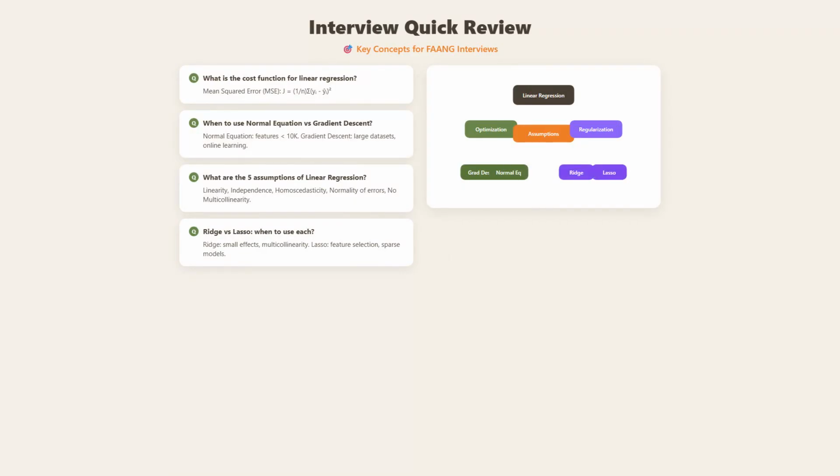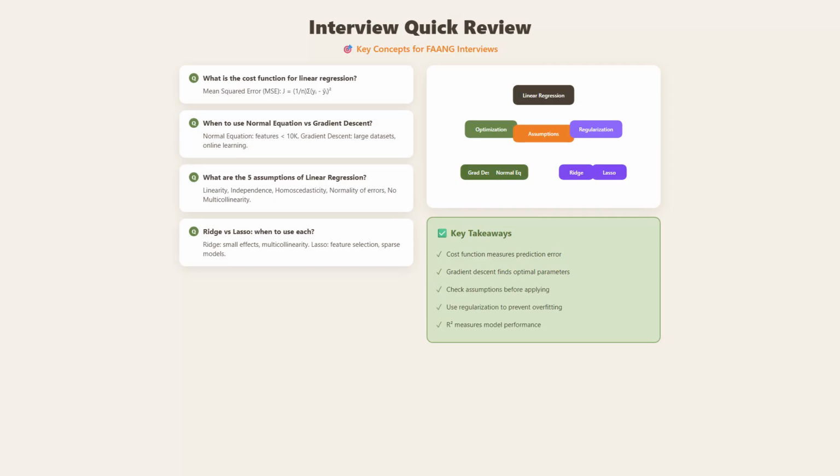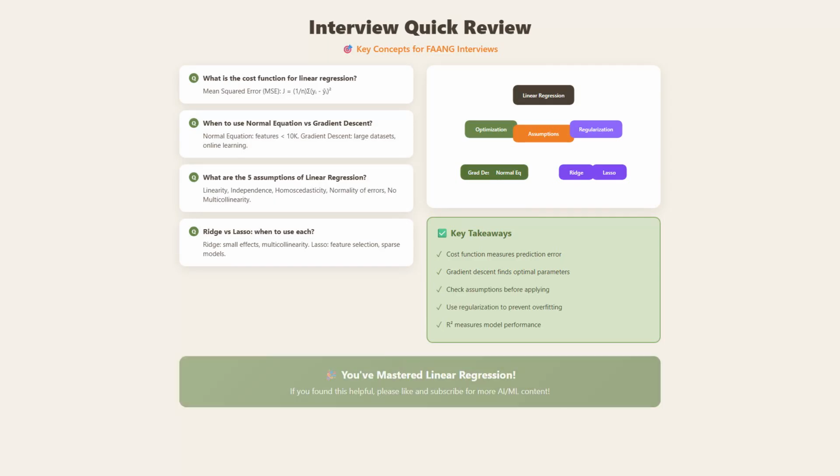When asked about the cost function for linear regression, remember it's mean squared error. 1 over n times the sum of squared differences between predictions and actuals. For optimization, know when to use each approach. Normal equation works beautifully for smaller datasets with fewer than 10,000 features, giving you an exact solution immediately. Gradient descent scales better to massive datasets and is essential for online learning.